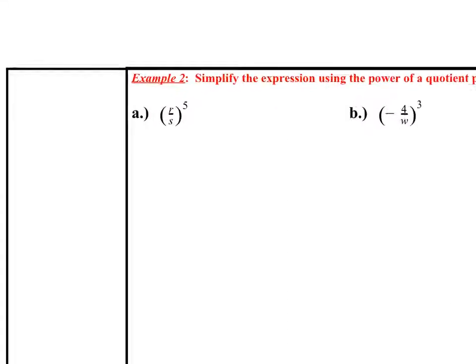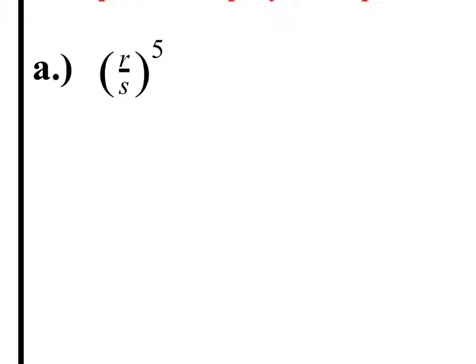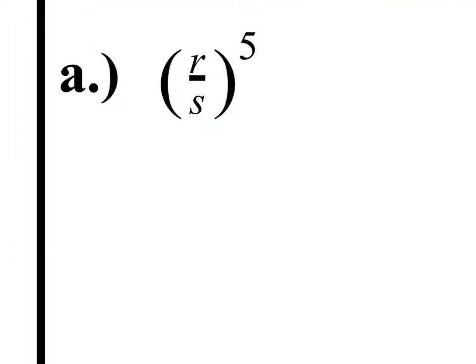Okay. Simplify the expression using the power of a quotient. So this is power to a power again. R and S, you do not see an exponent, so what exponent is there? 1. Just like yesterday, multiply your exponent to both. So it would be R to the 5th over S to the 5th.